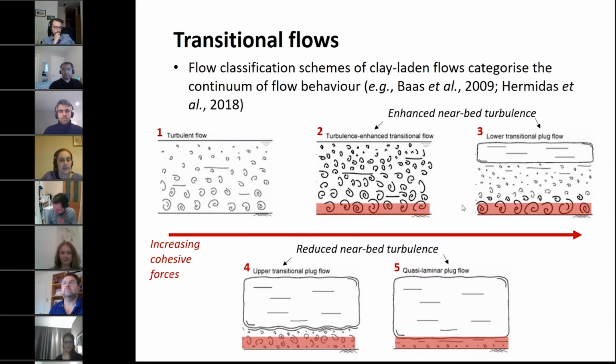As we further increase the clay concentration, we go to number 4, you can see we now have a really big, thick plug layer within the flow, and we have reduced turbulence near the bed. So number 1 is kind of a turbulent turbidity current, and number 5 you can think of as a debris flow, and then 2, 3, and 4 are these transitional, turbulence modulated flows, whatever nomenclature you want to use.